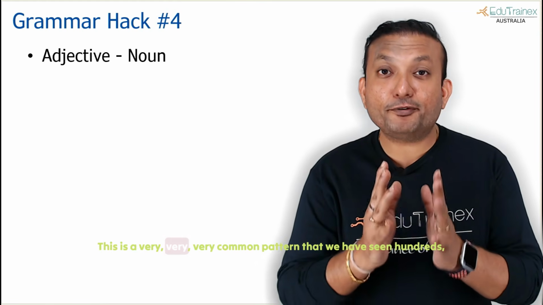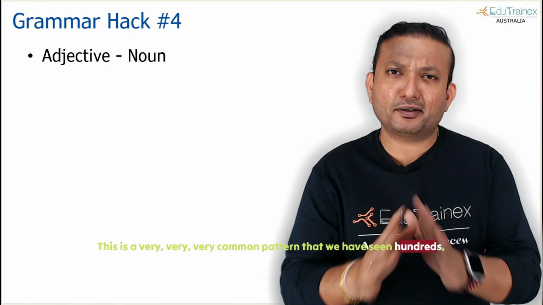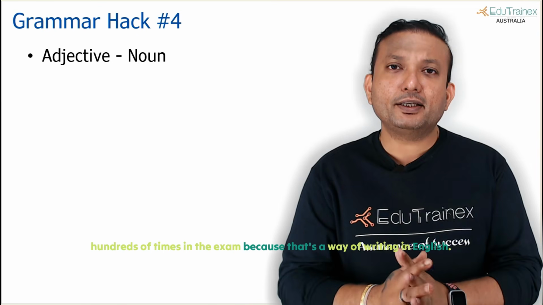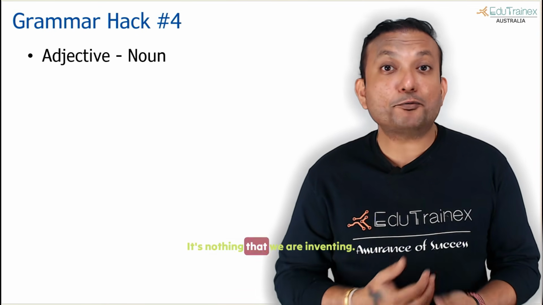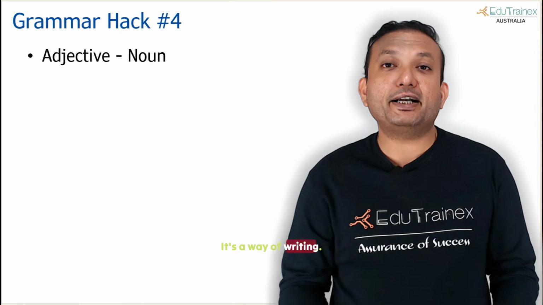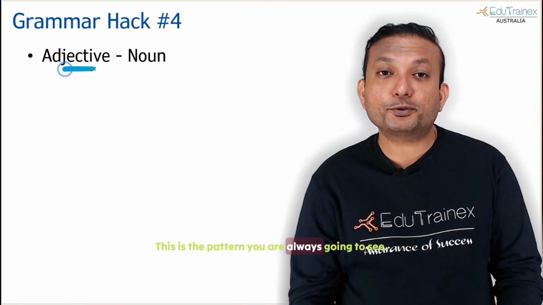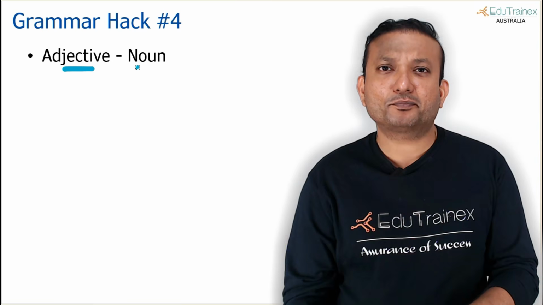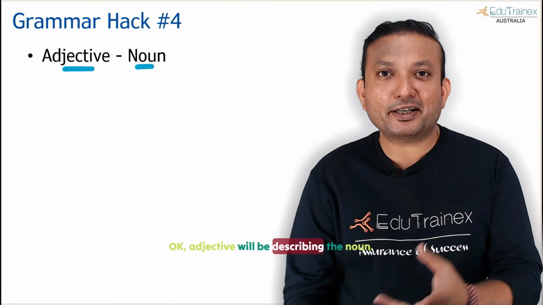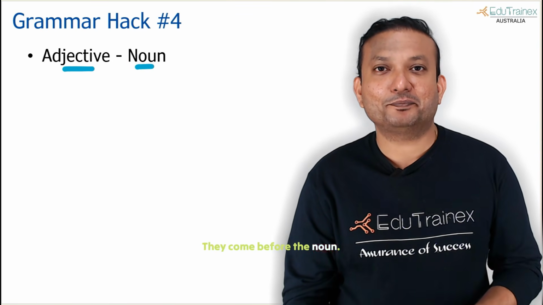This is a very common pattern that we have seen hundreds of times in the exam, because that's a way of writing in English. It's nothing that we are inventing. It's a way of writing. This is the pattern you are always going to see, and just now we saw it in most of the questions that we did. Okay. Adjective will be describing the noun. They come before the noun.